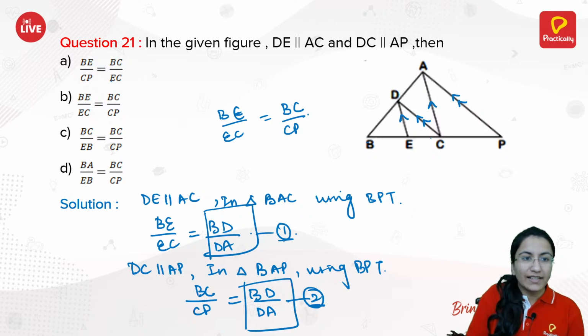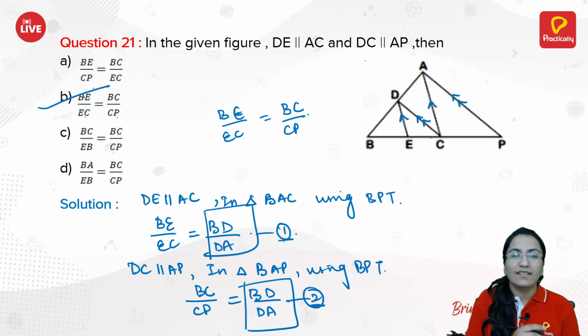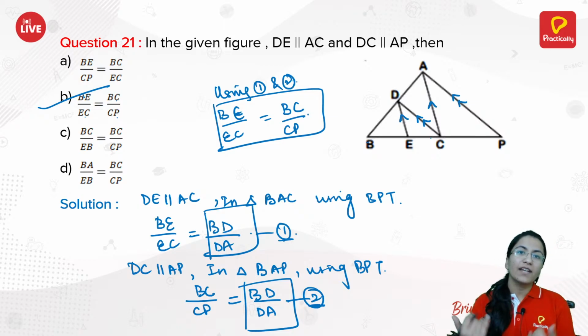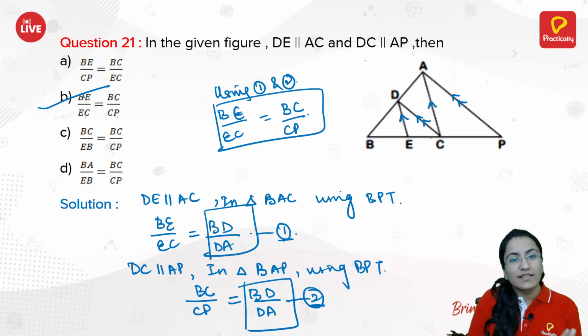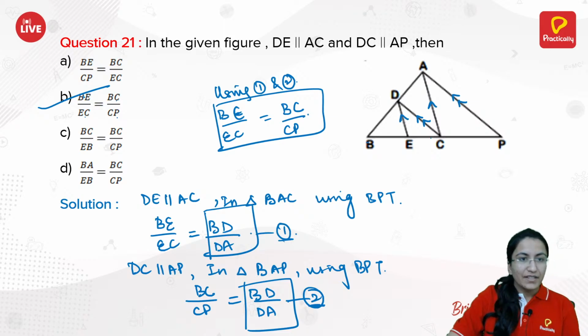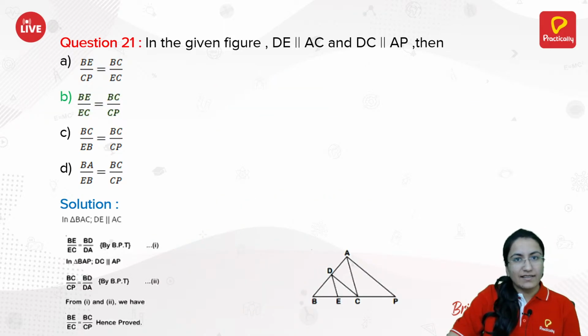Let's check this out. Option B has BE over EC as BC over CP, so option B is correct. What we have done here: using equations 1 and 2, we have the left hand sides equal because the right hand sides are the same. So BE over EC is the same as BC over CP. Option B is correct. Great, most of you have given the correct answer.